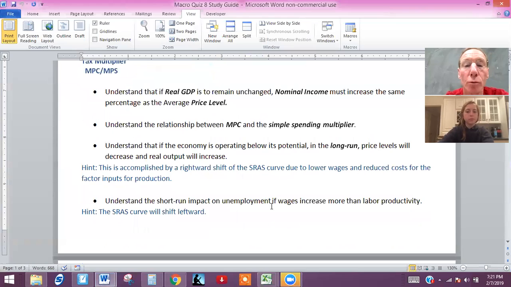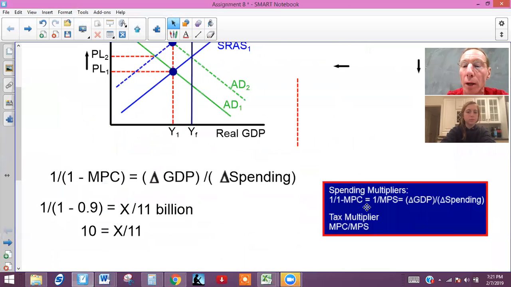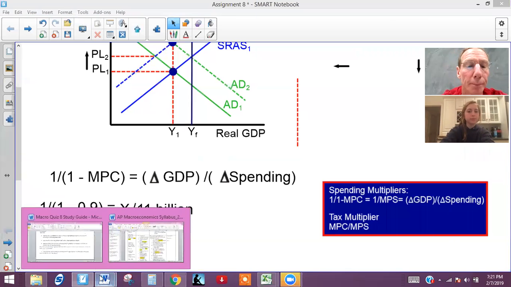This is simply, once again, I've already kind of gone over that one. You just need to know how the relationship, how MPC works with the simple spending multiplier, which is simply right here. What this formula or expression is. If you know that, then you're good with that. You'll be able to figure out any of the questions that they ask you.